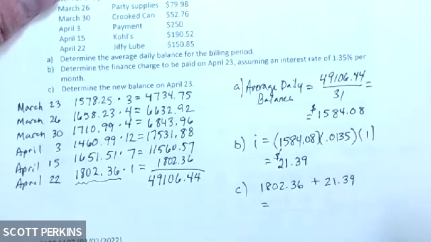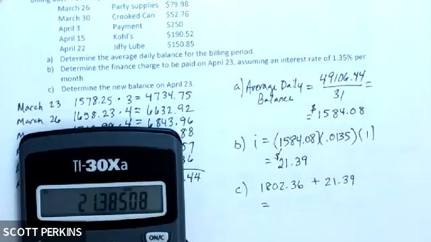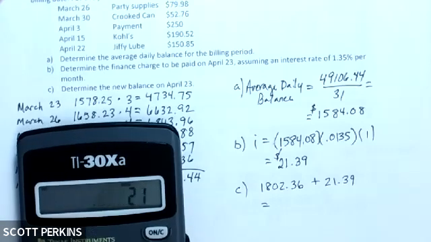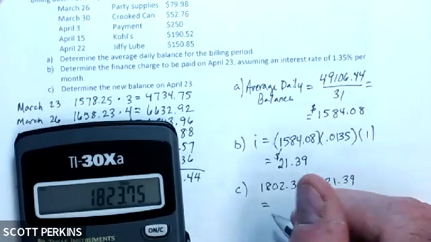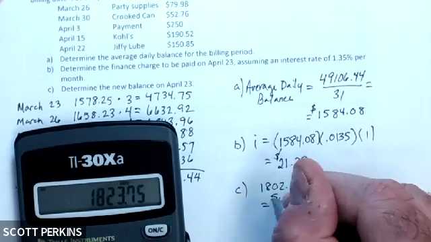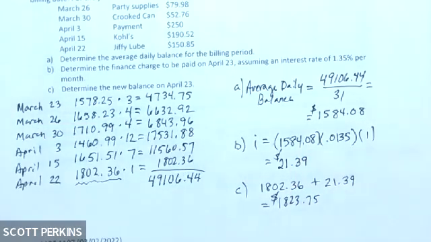And that means that their balance on April 23rd is 1802.36 plus 21.39. And so that's 1823.75. That is their next balance. So they are on the upswing of spending.